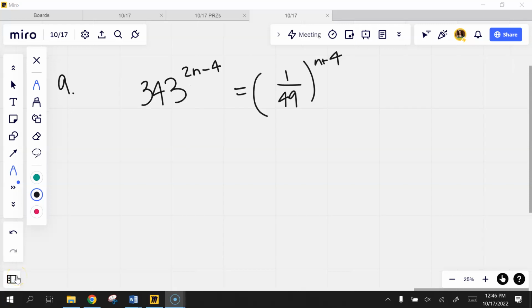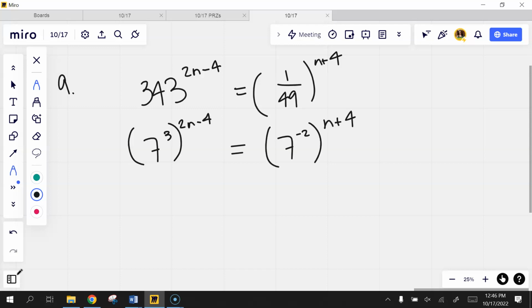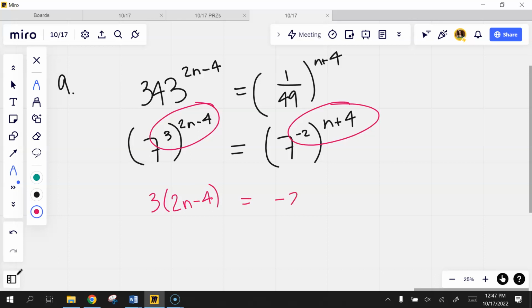3 also, so I probably would take out my calculator and go, what is 7 to the third power, 7 to the fourth power? And it's 343. So this would be 7 to the third, but it's got this 2n minus 4 out here, and then this would be 7 to the negative 2, because 7 squared is 49, n plus 4. So now this is a little bit different because I have a power to a power, and that means I do what? Multiply, distribute. That's exactly right. So this would be 3 times 2n minus 4 equals negative 2n plus 4.